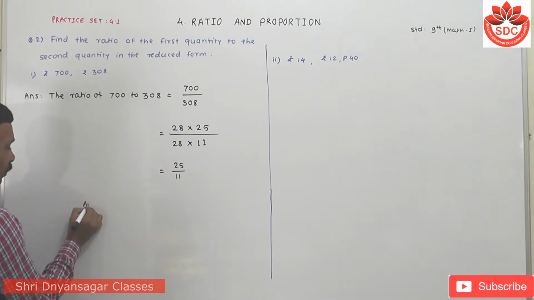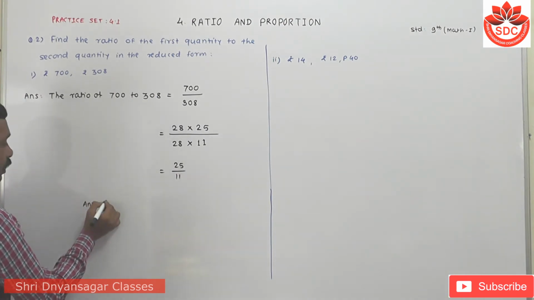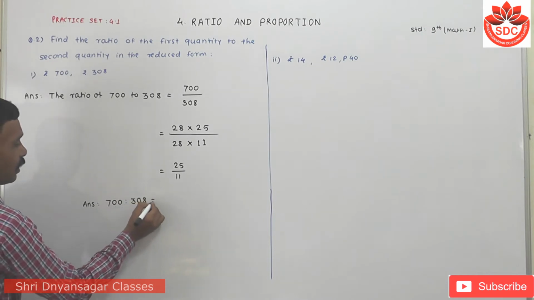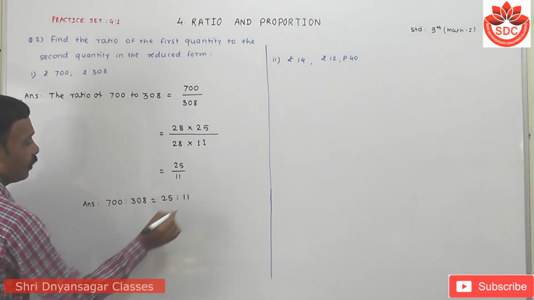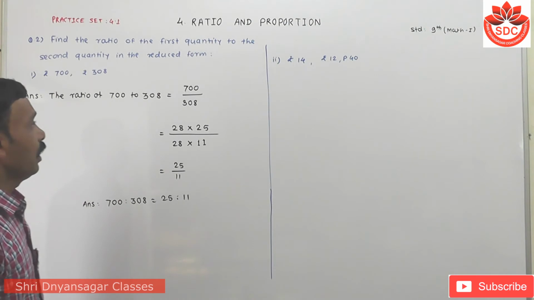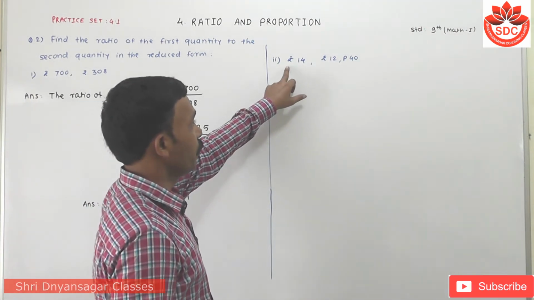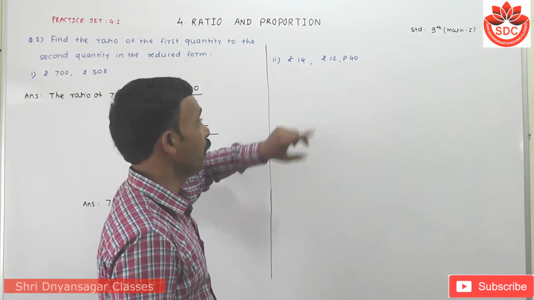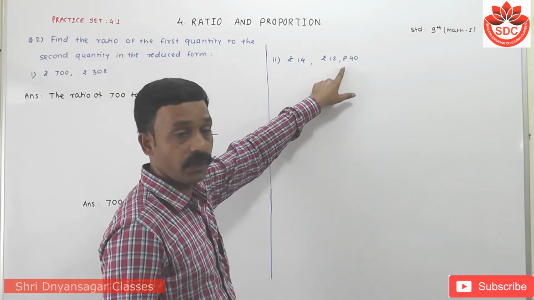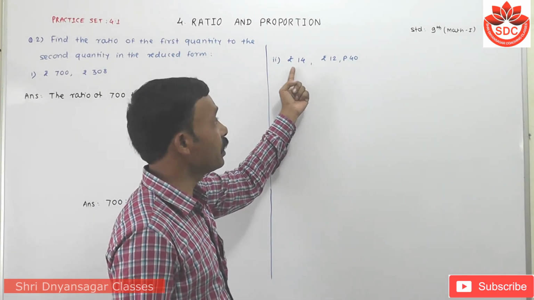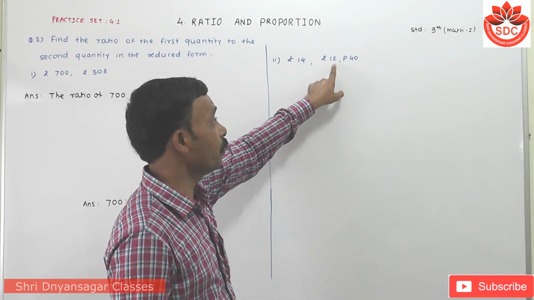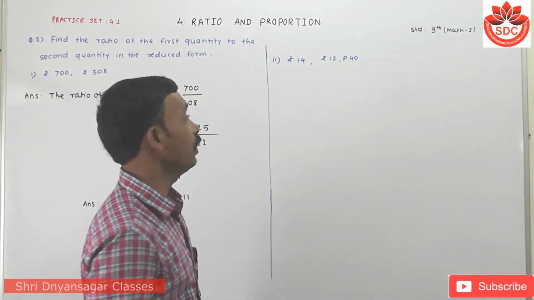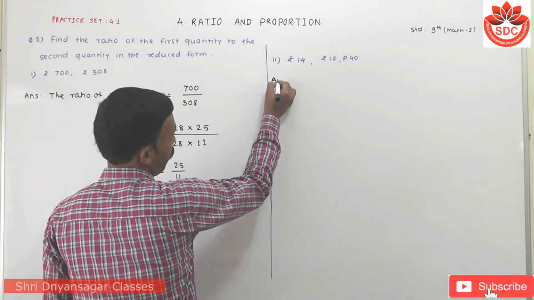Answer in full sentence: the ratio of the first quantity to the second one, 700 as to 308, is equal to 25 as to 11. Now the second one is 14 rupees and 12 rupees 40 paise. Look carefully, here the unit is not the same. First you have to convert these rupees into paise, and this 12 rupees plus 40 paise you have to convert into paise.